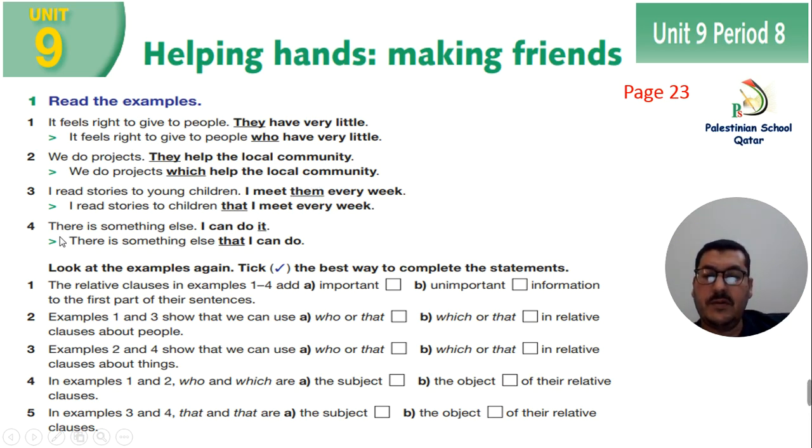Number 4, there is something else I can do. There is something else that I can do. So I remove the object and put that instead.